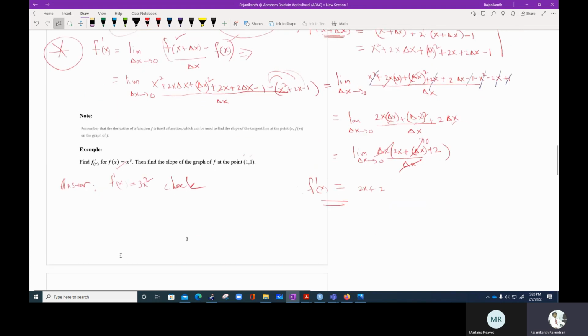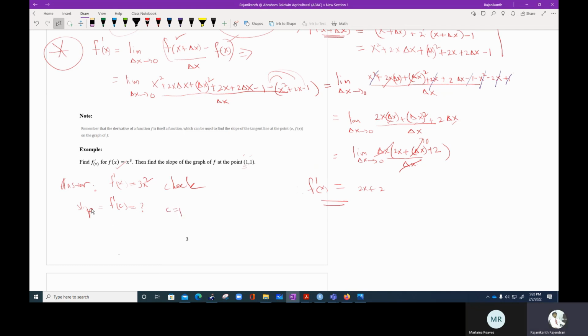Once you know the derivative function at any point x, you know the slope. The slope of the graph of f at any point c is nothing but f prime of c. They are asking you to find this, which is the slope. The point c is given: c is 1.